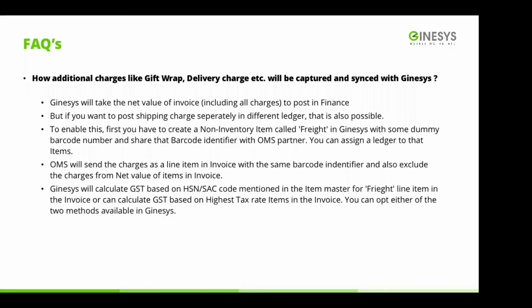For example, with Amazon orders, when Ginesys gets an Amazon invoice, an Amazon account gets created, and the outstanding will be created in the name of Amazon, and it has to have the net value of it. Now, this net value, Amazon will reimburse. Amazon will pay that net value, cutting all the commissions and all. Then you can easily manage that. But if you want to post shipping charges separately in a different ledger, that is also possible.